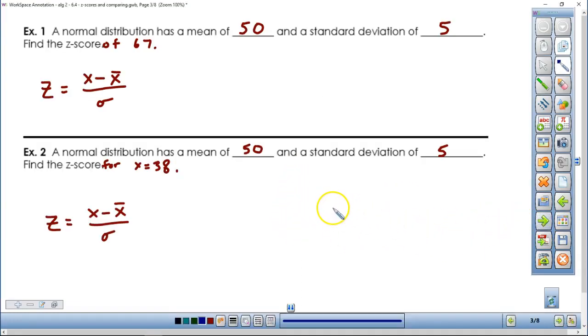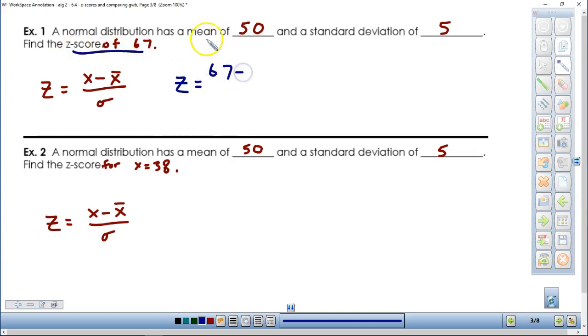For example, to calculate a z-score, if we have a normal distribution that has a mean of 50 and a standard deviation of 5, and I want you to find the z-score of 67, what we are going to do is plug in the things that we know into the z-score formula. So I've written the z-score formula over here. I want to find what z is equal to. Well, my score is 67. I'm subtracting the mean of the distribution and then dividing by the standard deviation of the distribution.